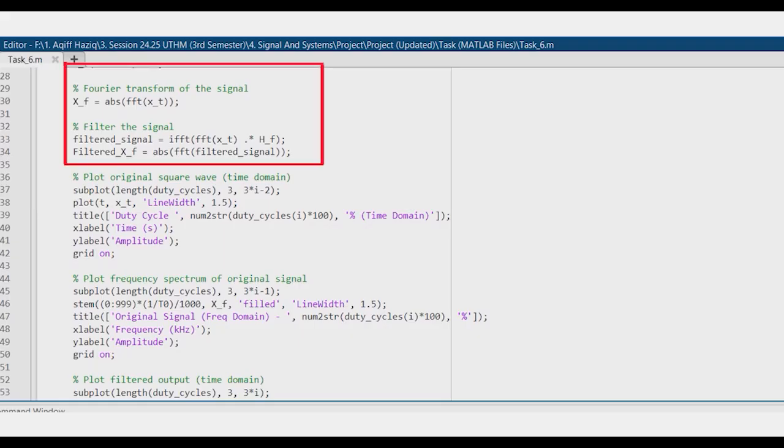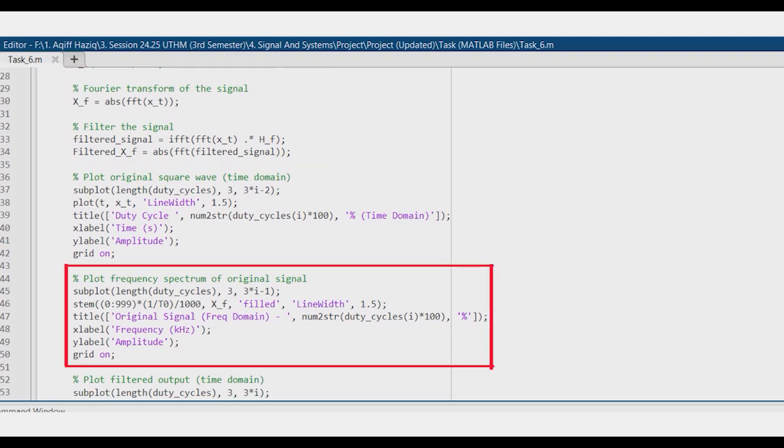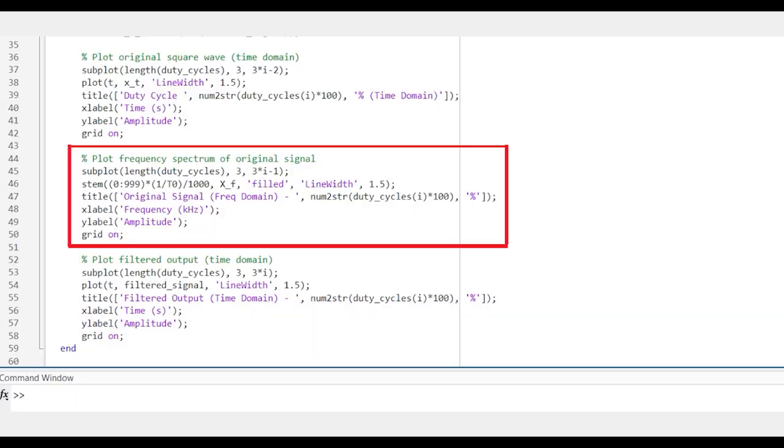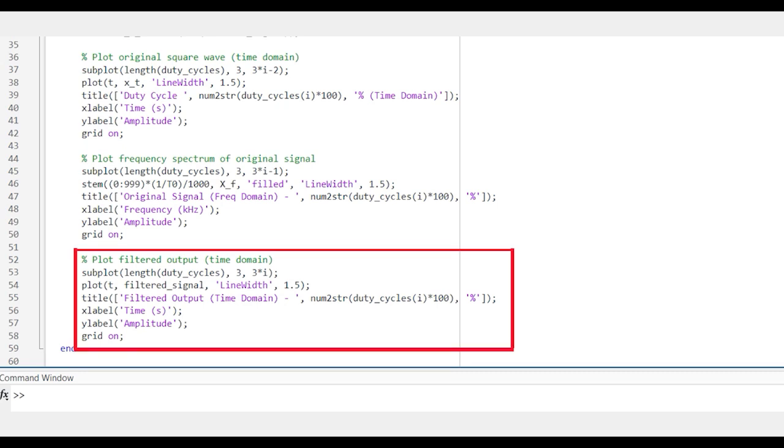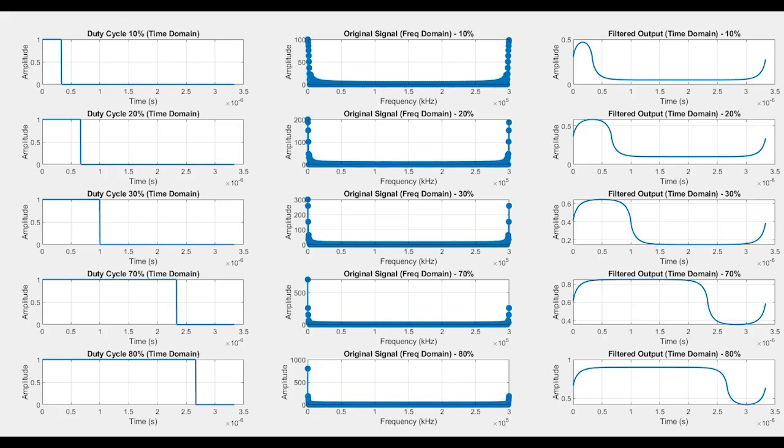Next, the Fourier transform of the square wave is computed to observe its frequency spectrum. The low-pass filter is applied in the frequency domain, and the filtered signal is reconstructed back into the time domain using the inverse Fourier transform. The results are plotted in three subplots for each duty cycle.